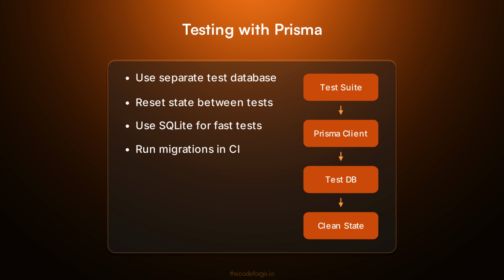Common mistakes include n+1 queries, connection leaks, and unparameterized raw queries. Always use select and disconnect on shutdown. Always disconnect the Prisma client on process signals to avoid connection leaks.